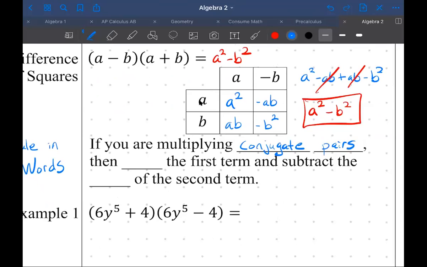If you're multiplying conjugate pairs, and sometimes it's hard to identify, but it just means one of them has a plus, one of them has a minus, but they're the same numbers, the same terms, first and second. So if you have that, then you're going to do the following. You're going to do what to the first term? What do we do to that first term? And then you're going to subtract the what of the second term.